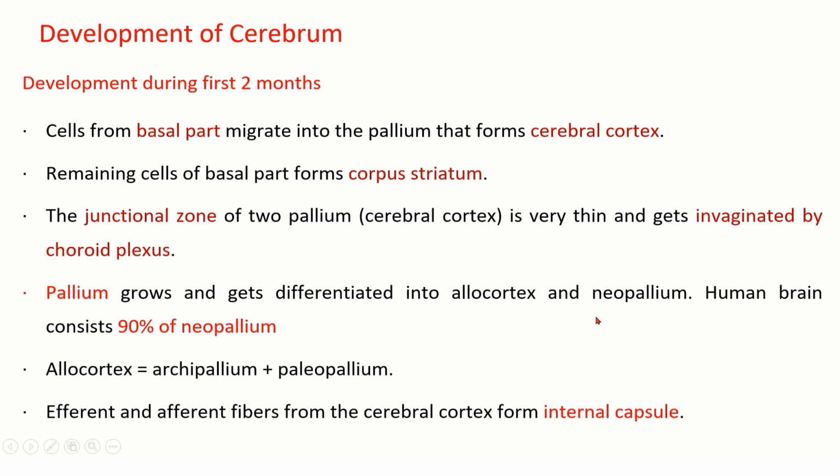Allocortex is the old cortex, neopallium is the neocortex. 90% of the cerebrum is made of neopallium. Allocortex has archaeopallium, the oldest cortex, and the middle evolved cortex, the paleopallium. So efferent and afferent fibers from the cerebral cortex form the internal capsule.